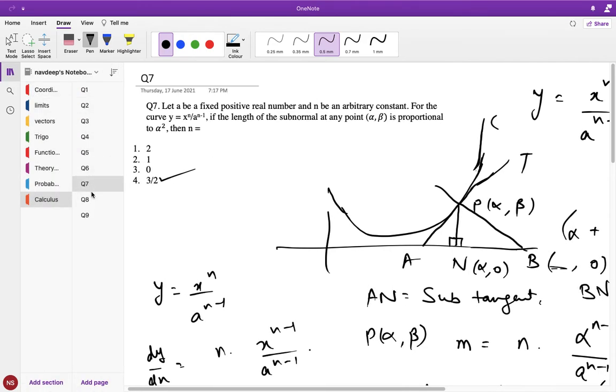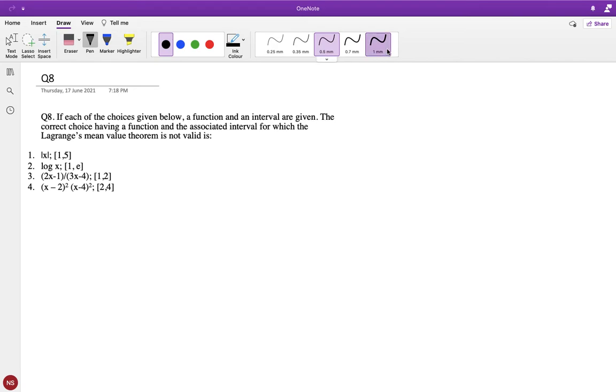Okay, next problem. A function is given and an interval is given. We have been asked on which Lagrange's mean value theorem is not valid.